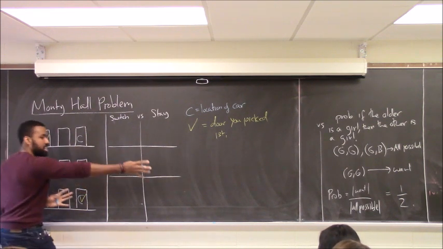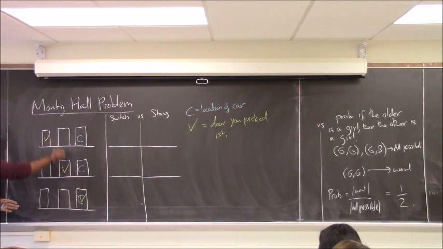I could draw out nine of these situations to say, what if it was in two? What if it was in one? But this one should illustrate everything. So the car is in door number three. In one scenario, you pick door number one. In another scenario, you pick door number two. In another scenario, you pick door number three. Now, how would this actually play out in the switch versus stay strategy?